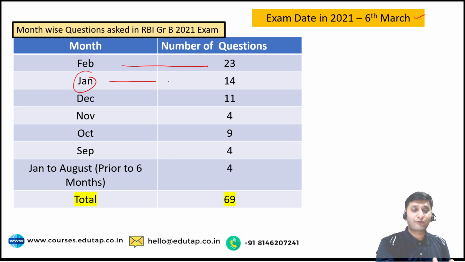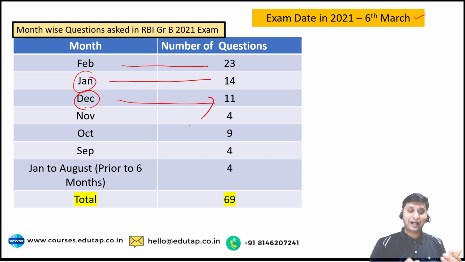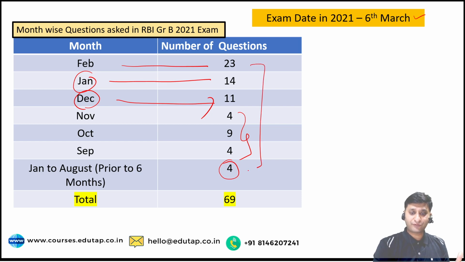From Jan, there were 14 questions, December 11 questions, and after that you will see from November till September, if we go backward, the volume has reduced drastically. And from Jan to August, that is prior to 6 months, only 4 questions were asked. So this is a total breakup of 69 questions.